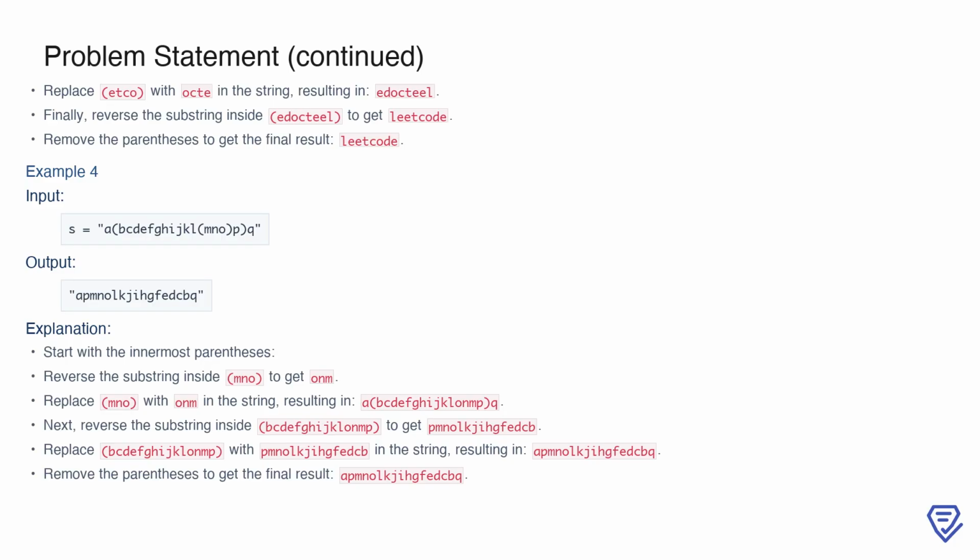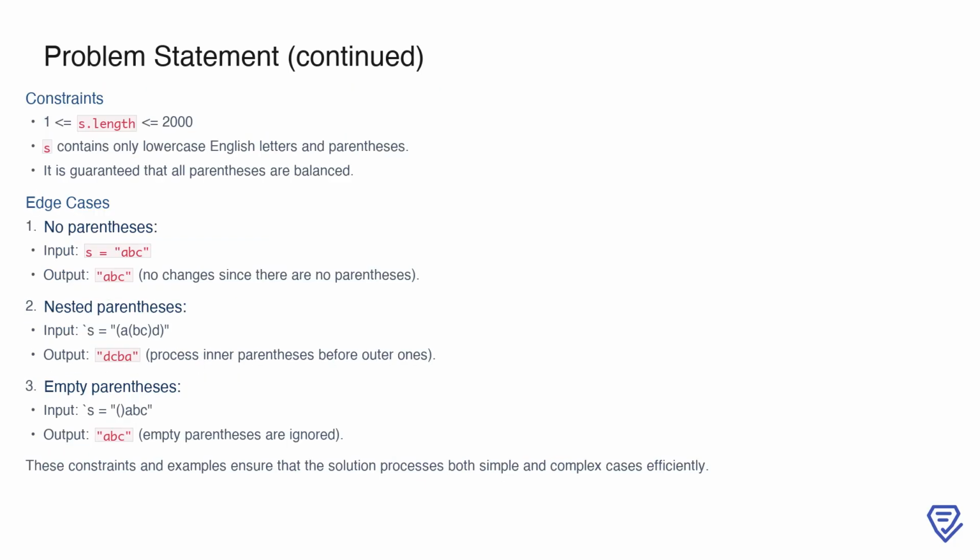In the last example, the input is a longer string with nested parentheses. We begin by handling the innermost parentheses containing m, n, o. Reversing m, n, o gives us o, n, m. Replacing mno with onm, the string is updated accordingly. Next, we reverse the substring inside the outer parentheses, which produces the reversed result. Replacing this with the reversed substring, the string becomes apnoltjigfek. After removing the parentheses, we get the final output apnoltjigfek.